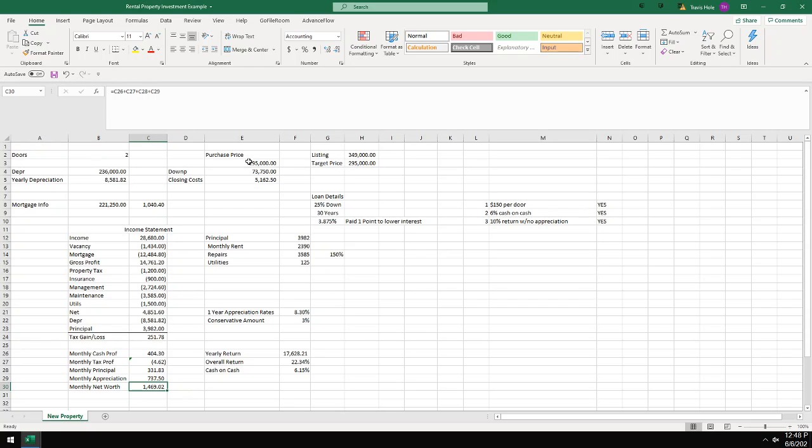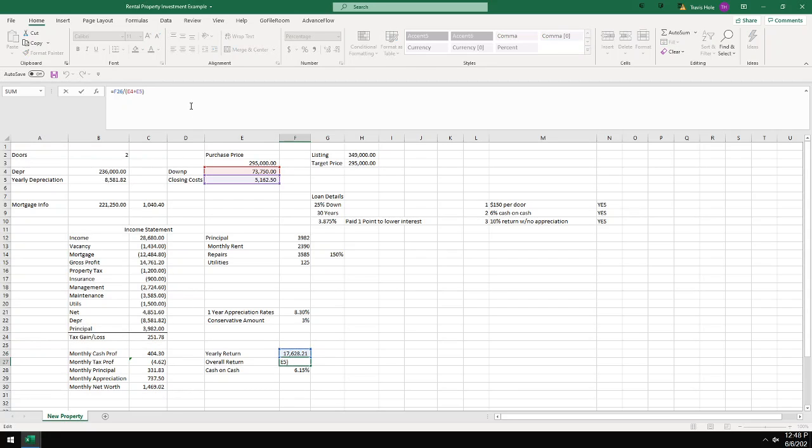And so if you look over here, yearly return, take that times 12, 17 grand. Overall return, take all your costs you put in your yearly return. We're looking at roughly a 22% overall return, and then cash on cash return of about 6%. So like I said earlier, we hit our criteria for the $150 per door over here. Did we hit our 6% cash on cash return? Yes. And then 10% with no appreciation.